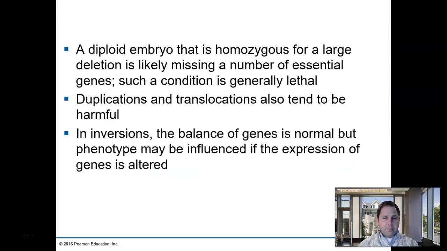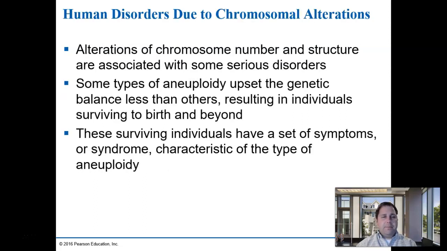So diploids that are homozygous for a large deletion: if you're missing a lot of chromosome, you're probably missing a lot of genes. A lot of them are essential, and that condition is generally going to be lethal. So if you're missing parts of an entire chromosome, or you're homozygous for loss of entire parts of chromosomes, that's going to be lethal. Duplications and translocations tend to be harmful as well, and like I said, inversions are sometimes better, but it's still going to affect phenotype, and it's still going to influence expression. You don't want any of these things to be happening inside of a cell.